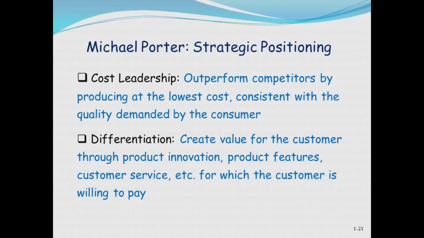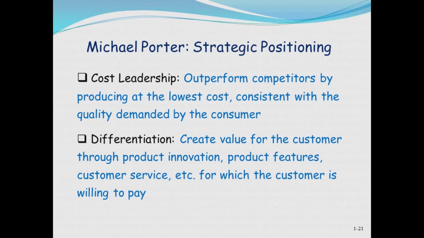Differentiators create value through innovation, features, customer service. It's also critical there, but in a different way. I mean, everyone wants to manage their costs. Cost leaders have to manage their costs.